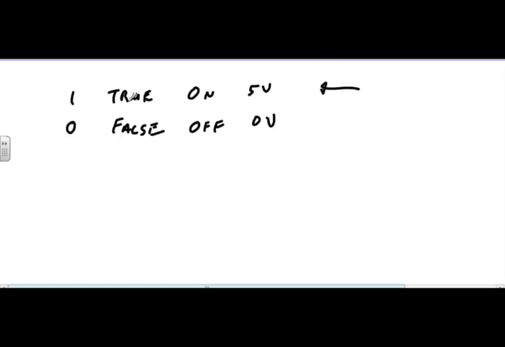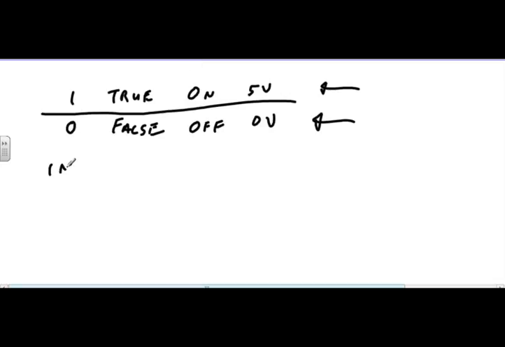Okay, so that's good. So we have things that are ones. We have things that are zeros. We have things that are true. We have things that are false. We have things that are on. We have things that are off. We have things that are 5 volts. We have things that are 0 volts. Basically, that all means the same: 1, true, on, 5 volts; 0, false, off, 0 volts. Those are just euphemisms for the same thought. It's either on or it's off, and that's what makes this a digital circuit class.